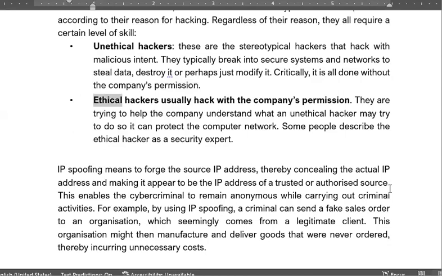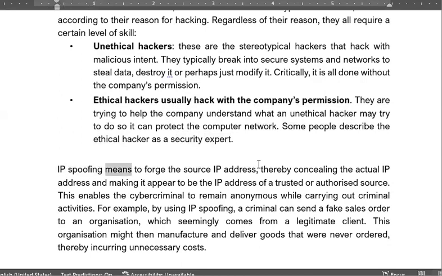Ethical hackers usually hack with the company's permission. They are trying to help the company understand what an unethical hacker may try to do so it can protect the computer network. Some people describe the ethical hacker as a security expert.